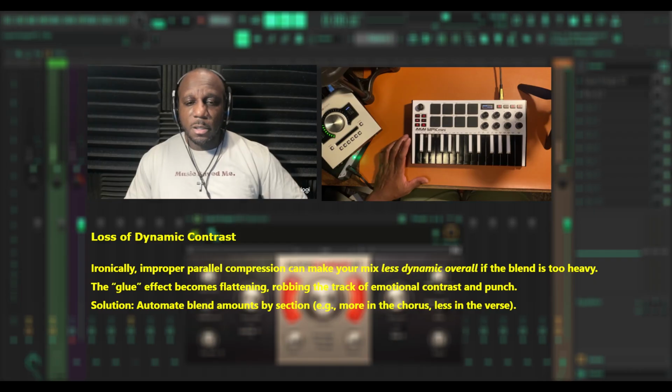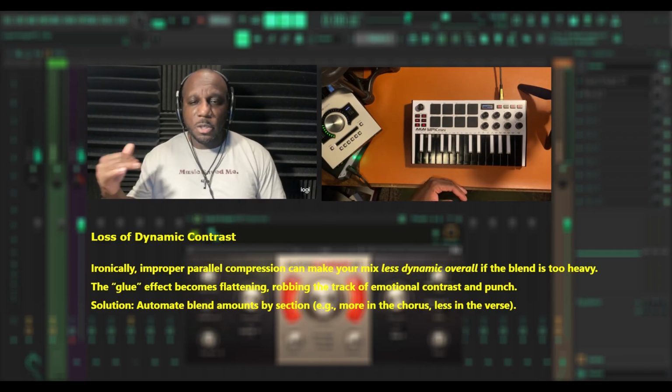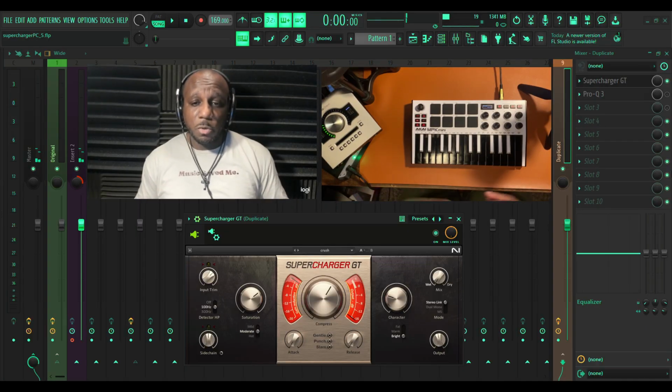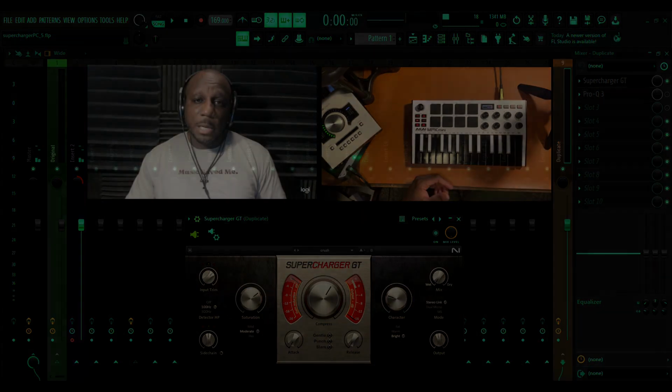The fifth is loss of dynamic contrast. Too heavy a blend of the duplicated signal can affect the dynamics of your overall mix and the feel of your overall mix, if you're not careful, and take away from the feel of your track.